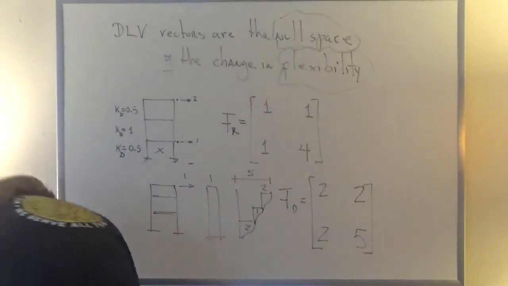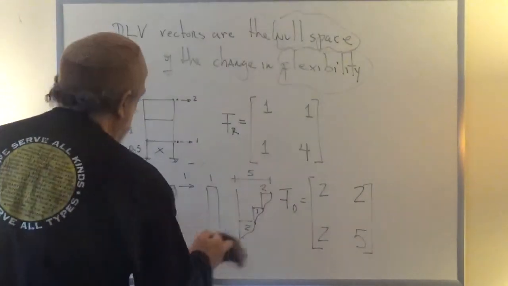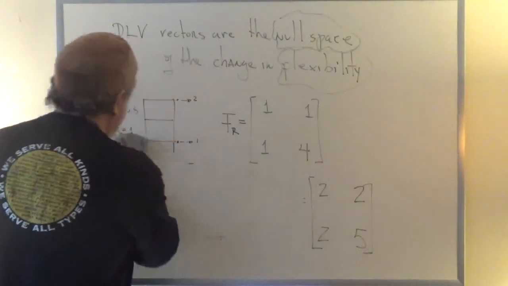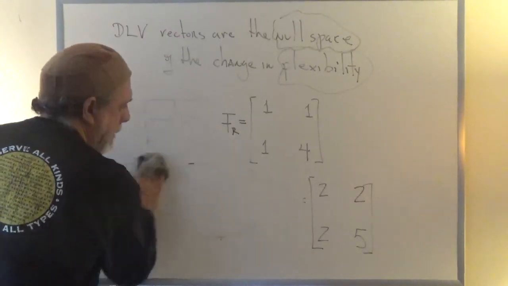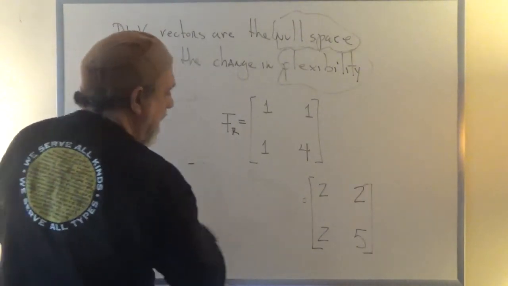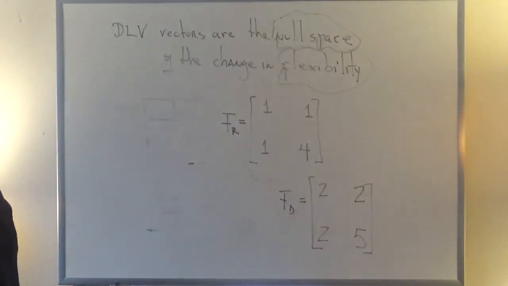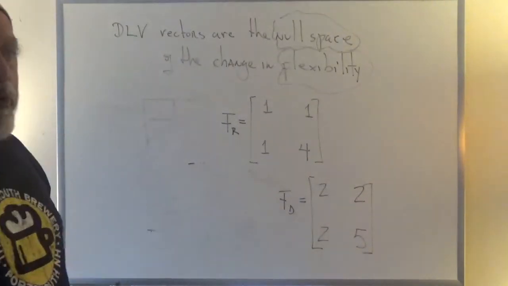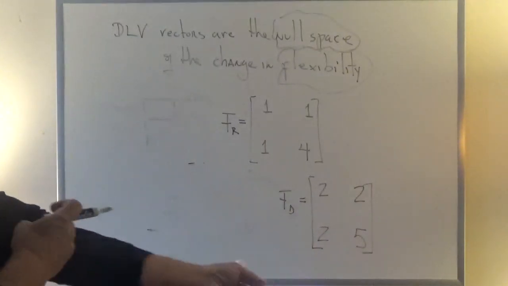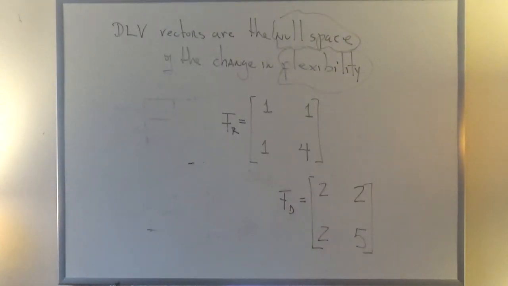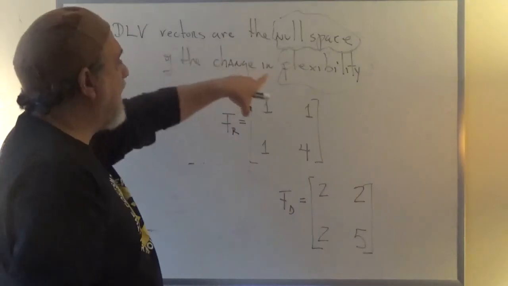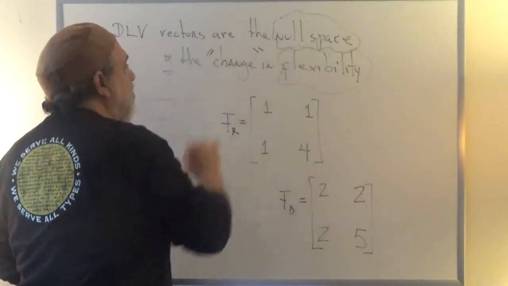Now let's assume that we have, so I will erase here, and we will say, okay, we have the damage flexibility and we have the reference flexibility. Up to this moment in the process, there is no need to know anything about a model. It is all from the data. All we know is that we had two sensors because the flexibilities are 2 by 2. The DLV vectors are the null space of the change in flexibility.